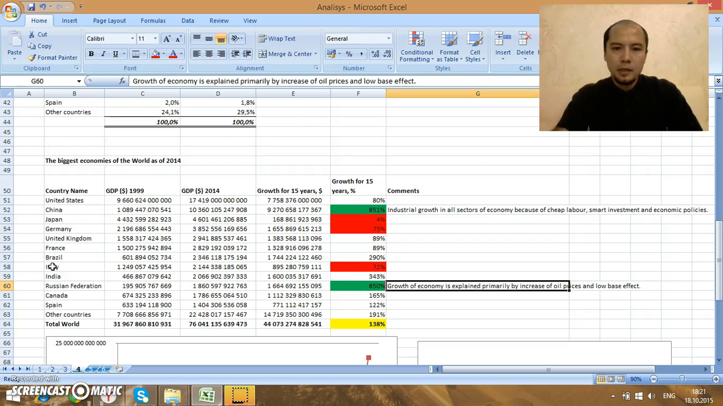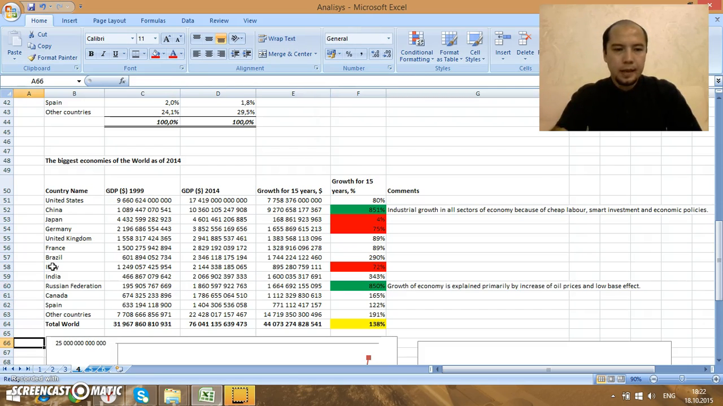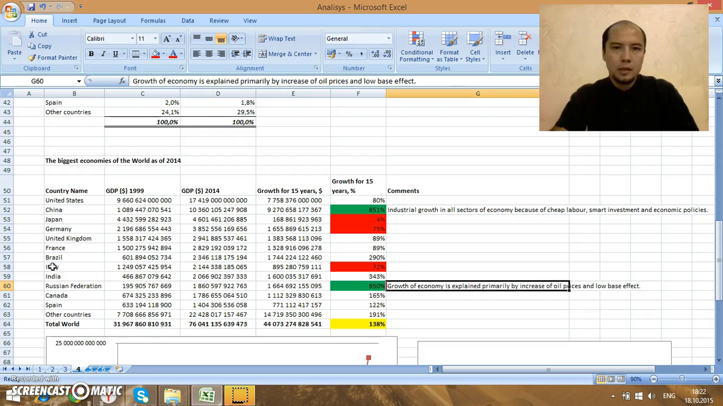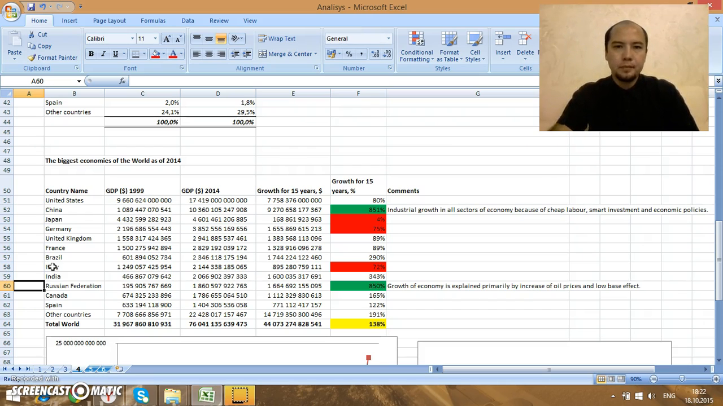850%, but in my humble opinion, growth of the economy in Russia is explained primarily by the increase of oil prices and the low base effect. I think that it is true because if you look at oil prices, you will notice that at the end of the last century, 1999, 1998, oil prices were very low, and some people say that it was one of the reasons of the fall of the Soviet Union. And starting from 1999, 2000, oil prices increased.